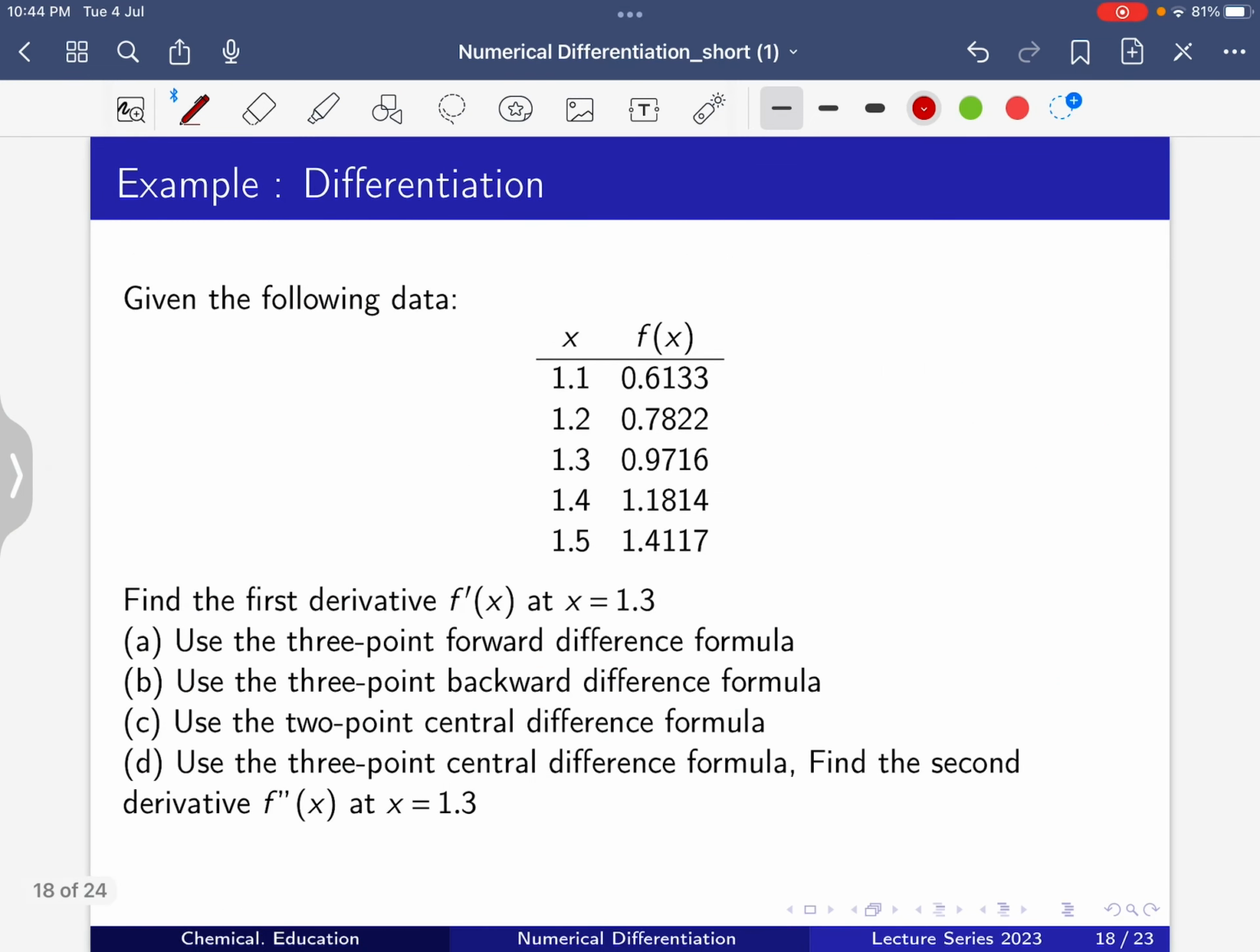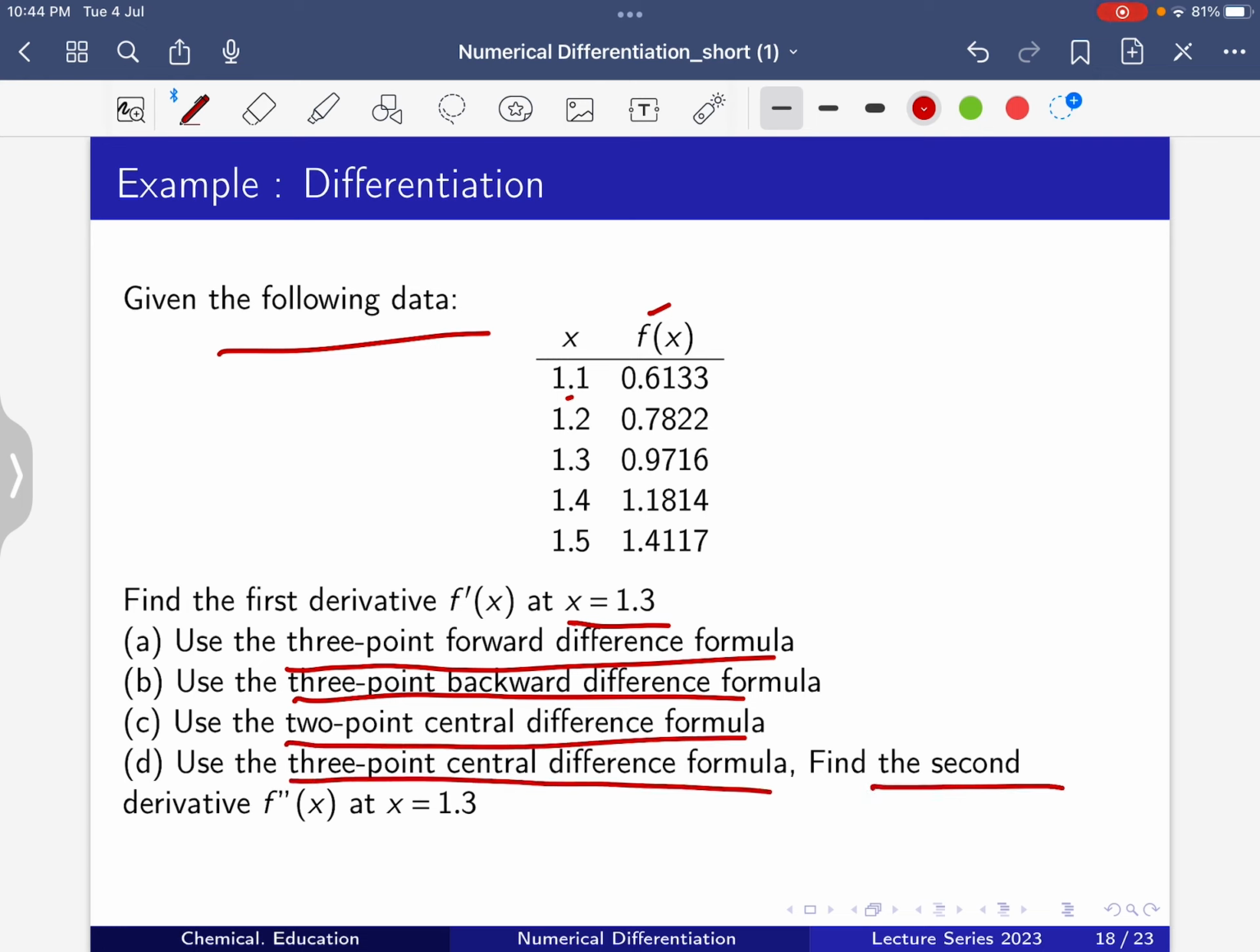Another type of problem I am solving here. So here the data points are given, so the x data points are given and the corresponding f(x) data points are given, like x is equal to 1.1, the function value is 0.6133, like that. Now all this data is given. Now find the first derivative f'(x) at x is equal to 1.3. Here, what methods do you have to use? The 3-point forward difference method, 3-point backward difference method, 2-point central difference method, and also 3-point central difference.